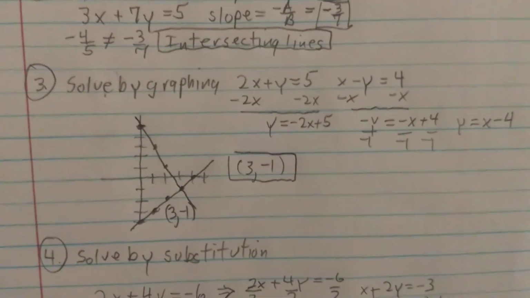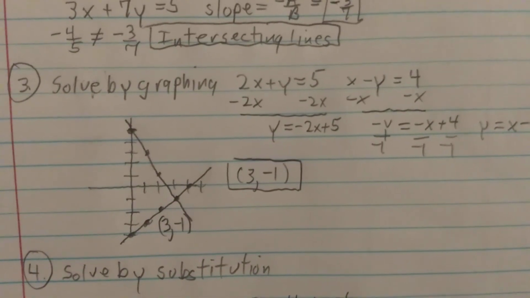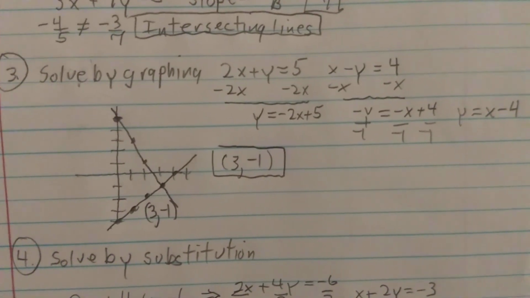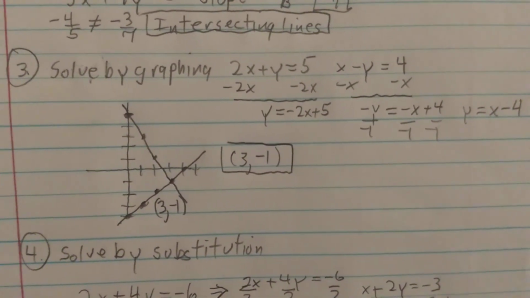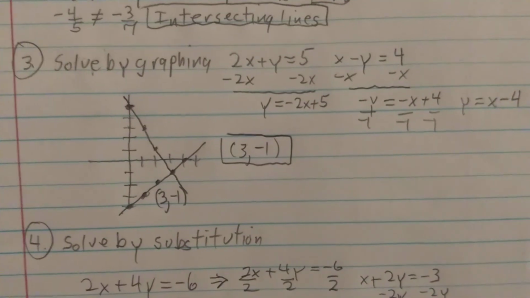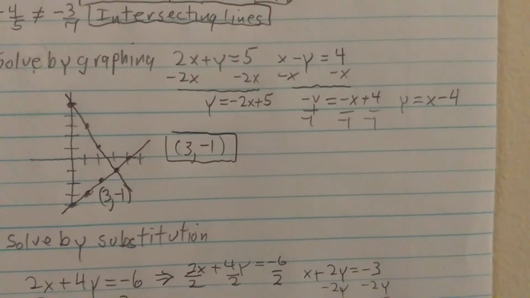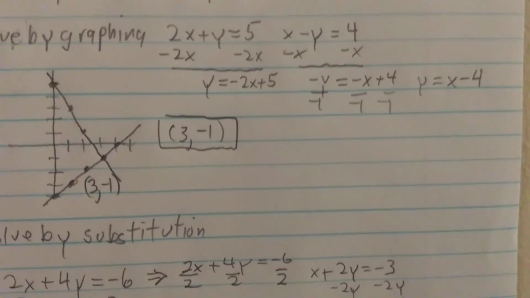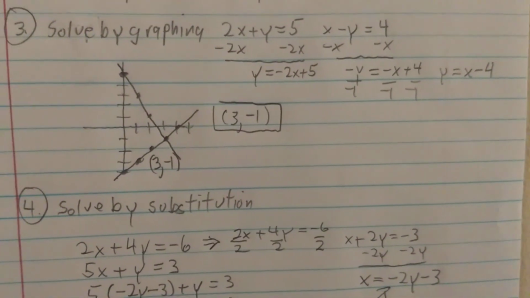Now problem 3 is solved by graphing 2x plus y equals 5 and x minus y equals 4. So for the 2x plus y equals 5, we subtract 2x from both sides and get y equals negative 2x plus 5. And for x minus y equals 4, we subtract x. Get negative y equals negative x plus 4, dividing by negative 1, we get y equals x minus 4.